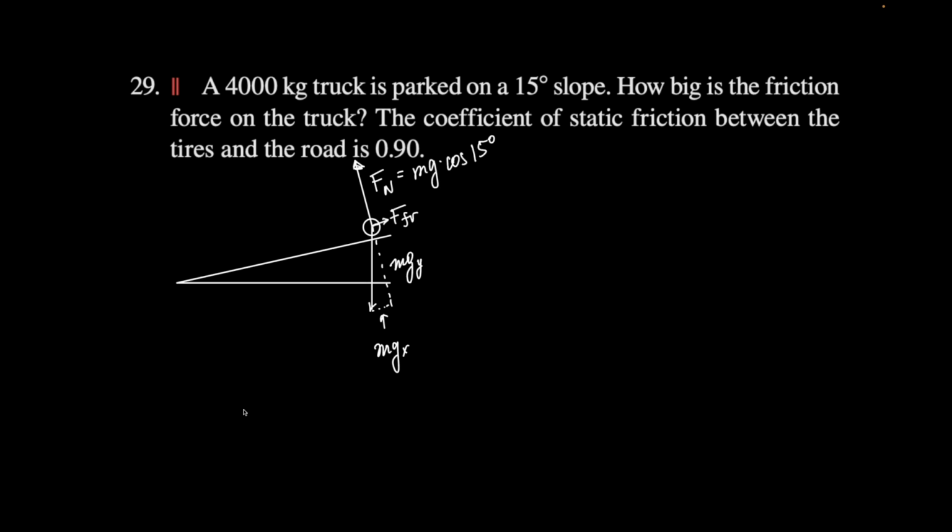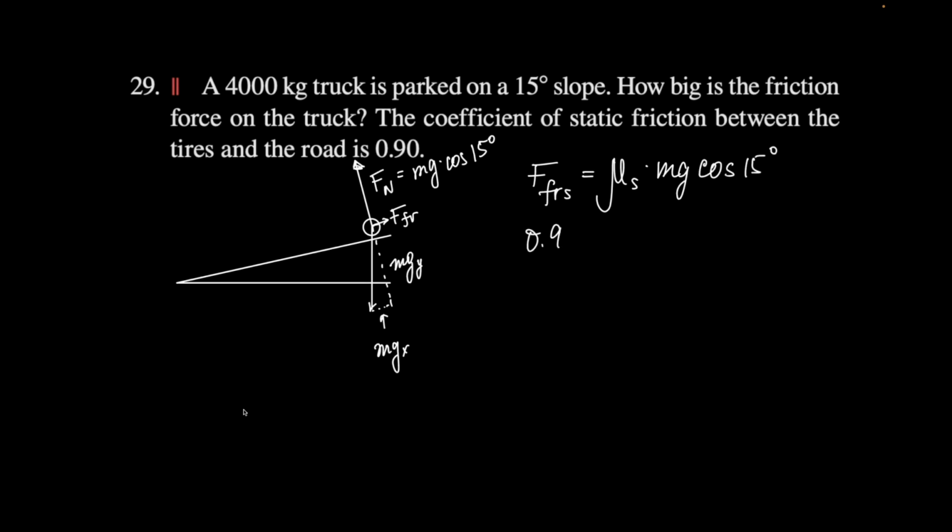Force of friction. Now here's the funny part. How big is the friction force on the truck? The coefficient of static friction between the tires and the road is 0.9. They are tricky because what they're giving you is the belief that you could use the force of friction formula, static, that equals mu static times mg cosine of theta, 15 degrees in this case.